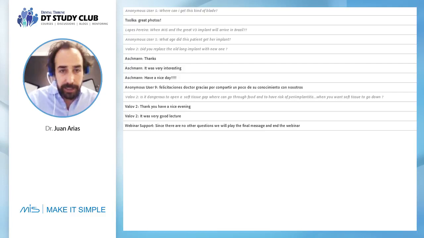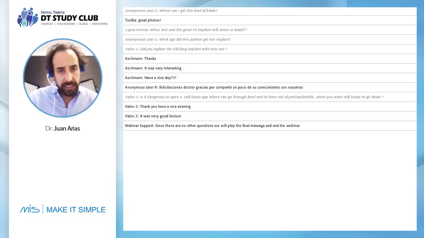What age did this patient get your implant? I don't know which patient you're talking about. Did you replace the old implant with a new one? Oh, I think that you're talking about the age the patient took the implant, the one that there was the defect on the buccal zone.